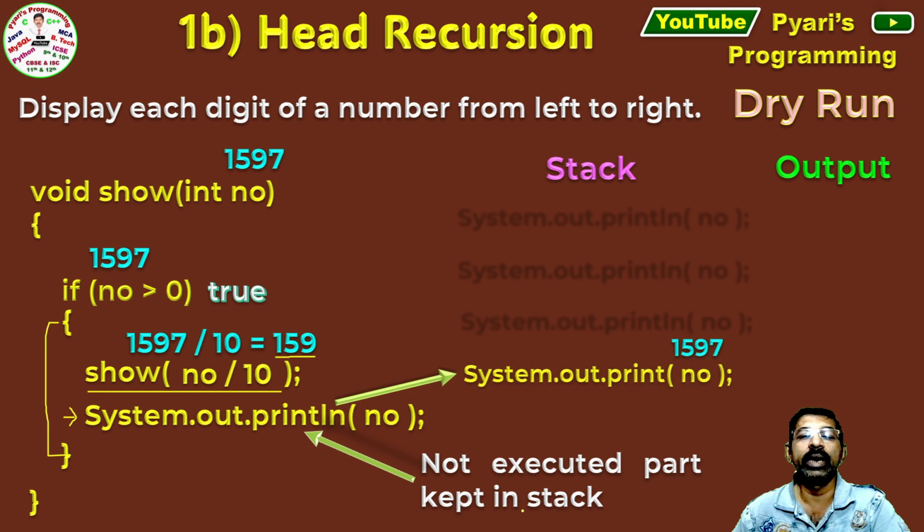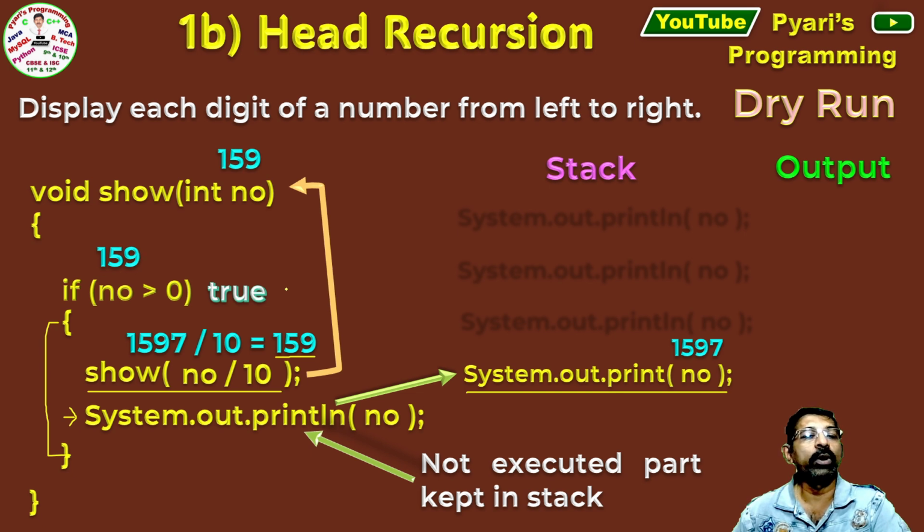We are putting it in the stack. So that means this statement is not executed because it transfers the control back to the method header, where the number will be 159 now. Inside the body of the method, 159 is greater than 0 in an if condition will be checked, which is true again. After that, no by 10, quotient will be 15.